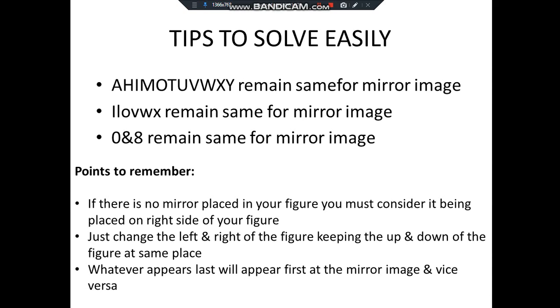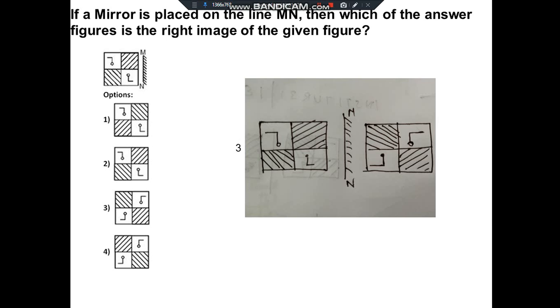Okay. Some points you have to remember: if in your question there is no mirror placed, that is, there is no position of the mirror, just consider the mirror being placed on the right of the picture or figure. And another point you have to consider is to just change the left and right position, and never the up and down position. Okay, so we'll see with some examples.